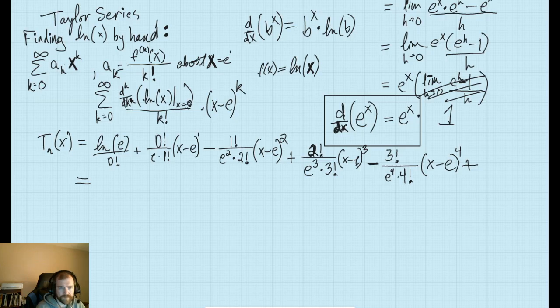Alright, natural log of e is 1. 0 factorial is 1. Plus, 0 factorial is 1. 1 factorial is 1. This is going to be 1 over e. T sub n of x. We're just letting n go off to whatever value we want it to be. This is x minus e. Okay, we're always going to have x over e to higher and higher powers, but our denominator is going to keep increasing. This may not be within the... This may not actually work. I don't think it's in the radius of convergence.